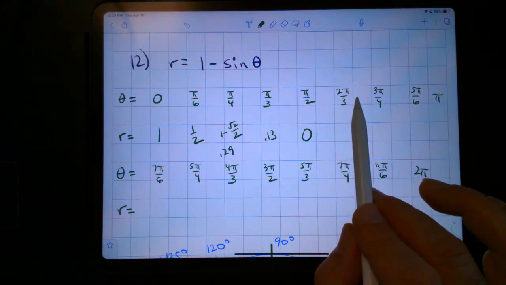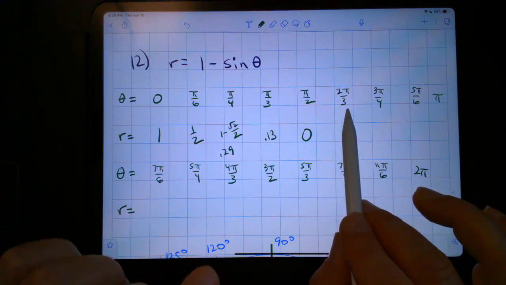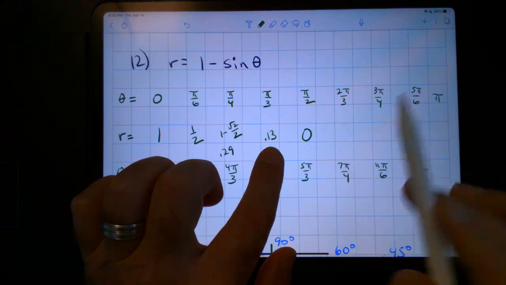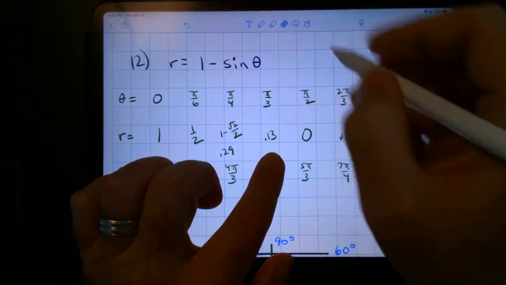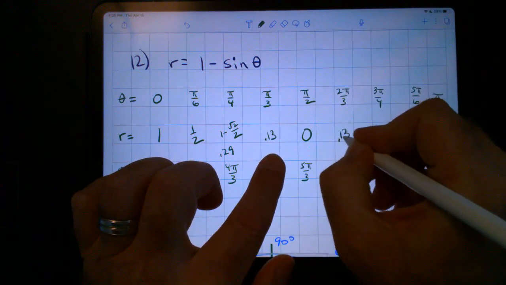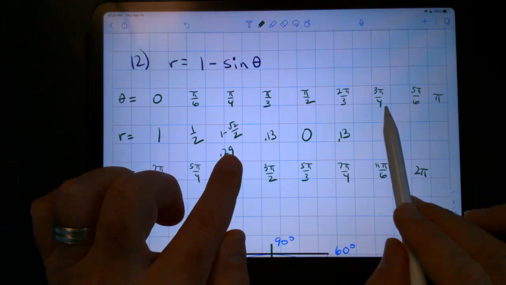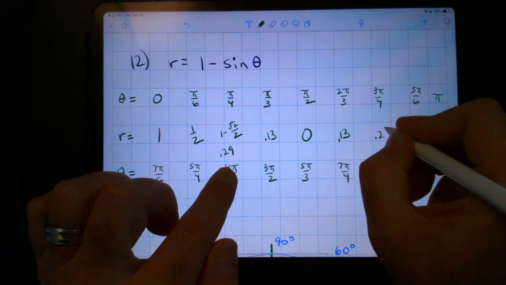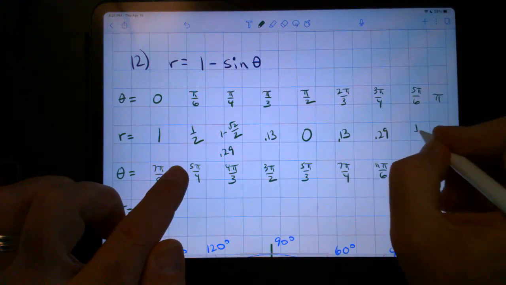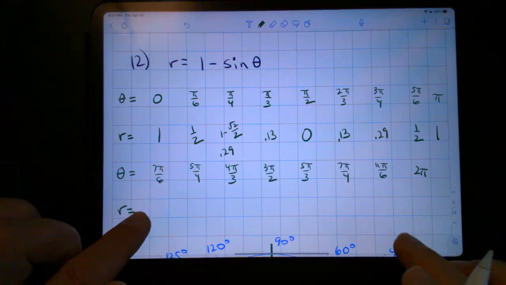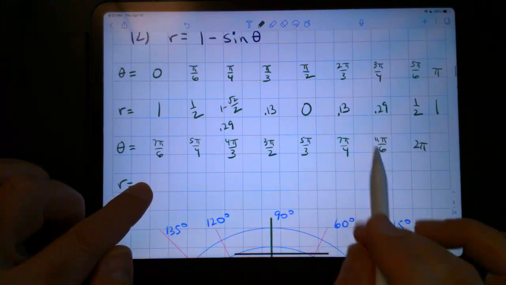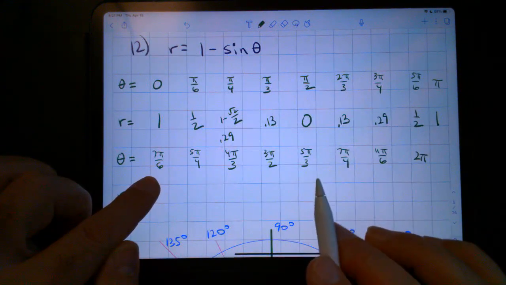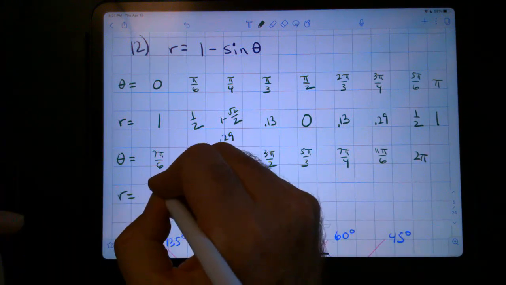So sine of 2 pi over 3 is the same thing as sine of pi over 3. So 1 minus that value will be 0.13. Same thing, sine of 3 pi over 4 is the same thing as sine of pi over 4. So 1 minus that will be 0.29. And this will be 1/2. And this will be 1. Sine of 7 pi over 6 will be negative 1/2. So 1 minus negative 1/2 is 3/2.